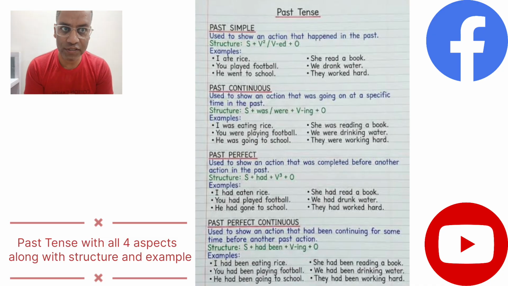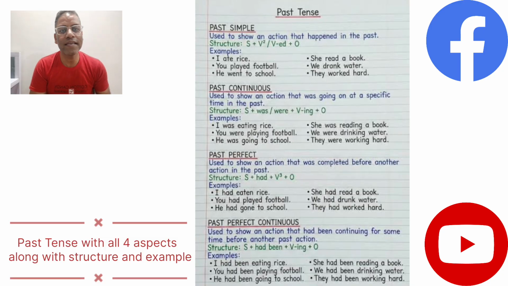School is an object. Okay, they were working hard. Again the hard doesn't act as an object, but it acts as a complement, as an adverb. Okay, so they were working hard. They are the subject and they are actually working. But this last sentence is actually completed by the adverb in the form of a complement, not by the object. Okay, then let's move to the next aspect of past tense, that is past perfect.